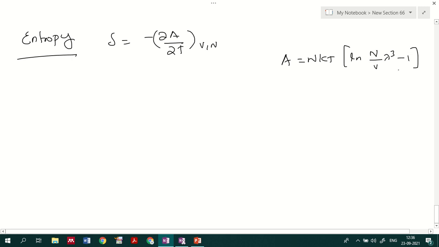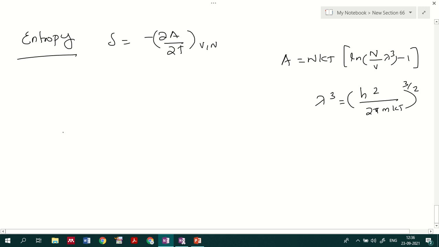So entropy, S, is equal to minus dou A by dou T at constant volume and number of particles, and we know that A equals NkT [ln(N by V lambda cube) minus 1]. Lambda cube, which I can represent as (h square by 2 pi mkT) raised to 3 by 2. So this is our lambda cube, and I just keep it as a representation here.